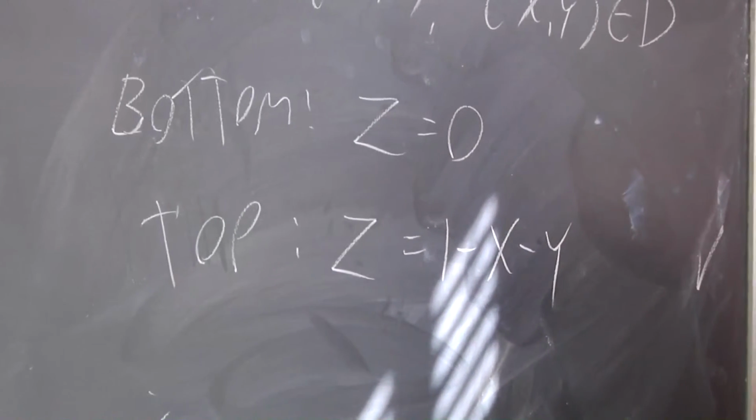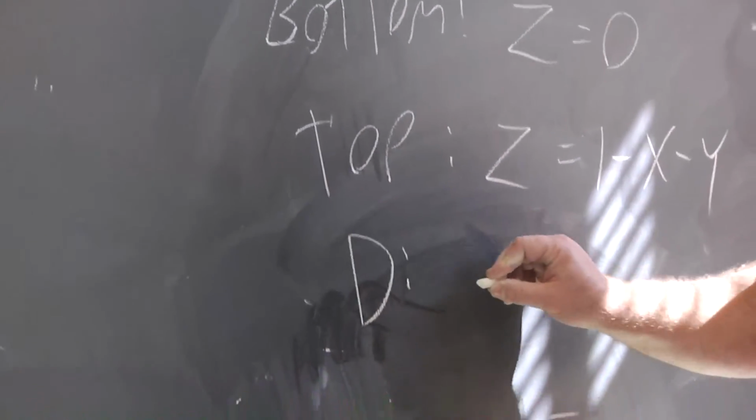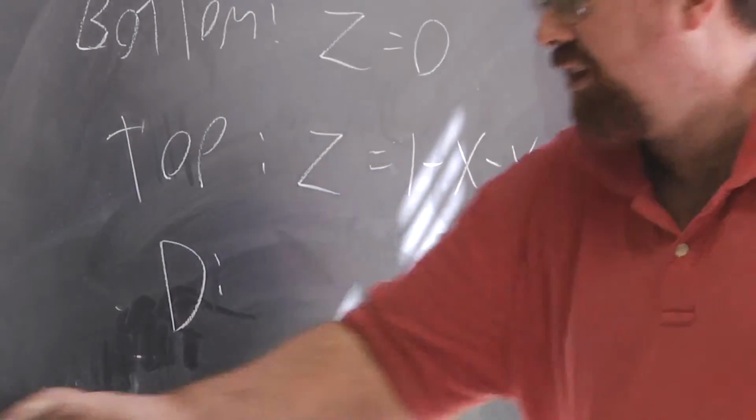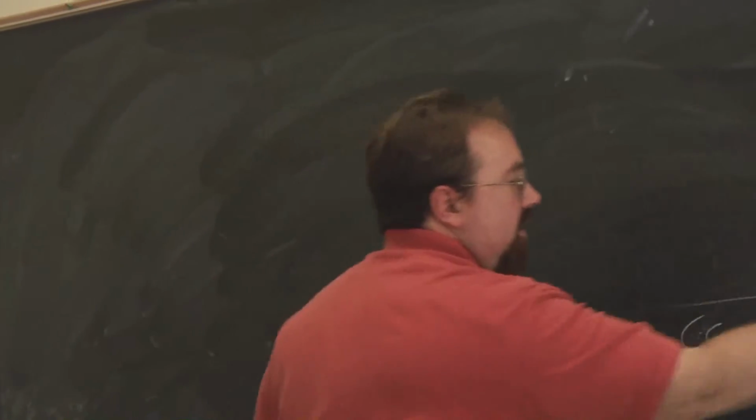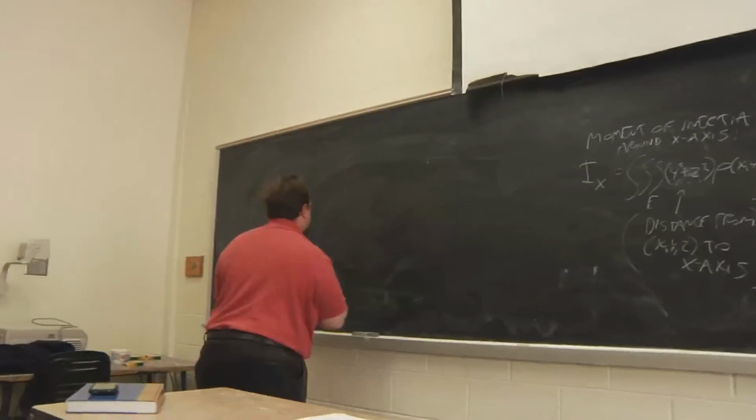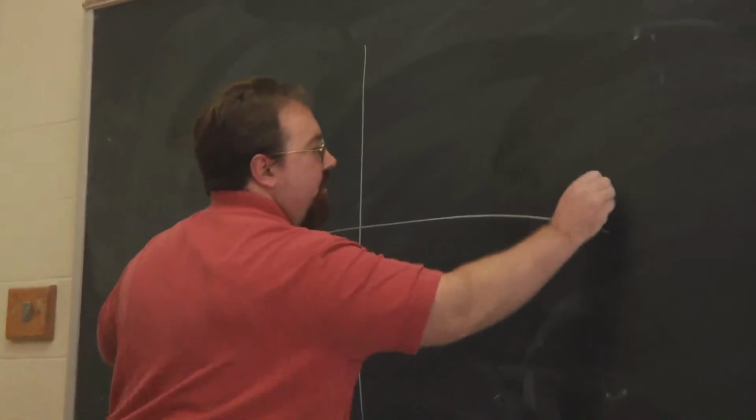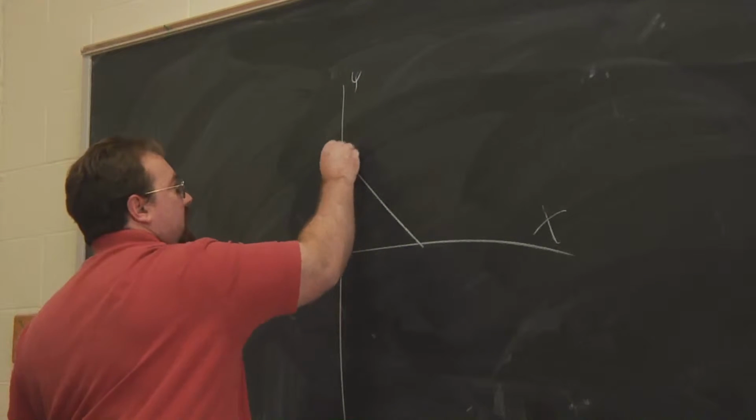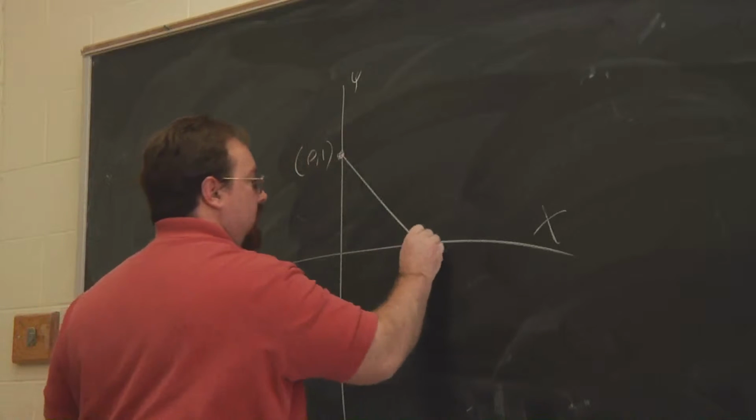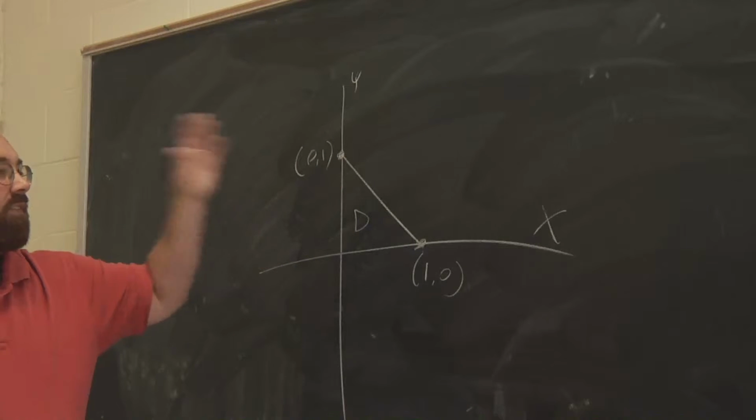So the region D in this case is, I'll put it over here where I have room. Now if we're looking from above onto the xy plane, this is our region D. This is the base of our tetrahedron.